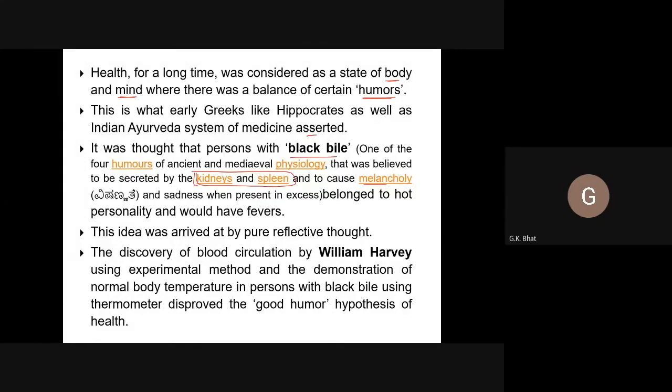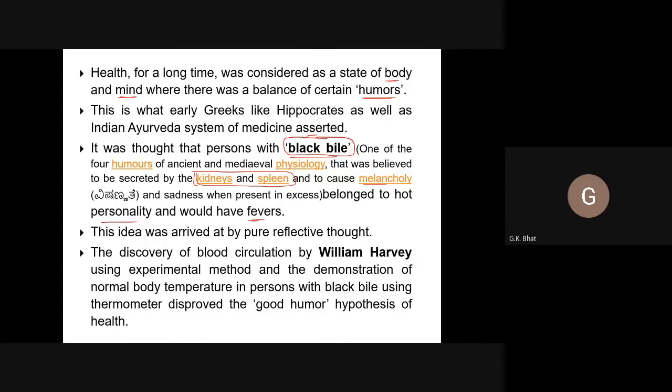Melancholy is some sort of depression, sadness when present in excess, belonging to a hot personality and would have fevers. For a very long time, it was considered that it is black bile that is responsible for all this depression and having fevers. But we rule it out now. This idea was arrived at by purely reflective thought.